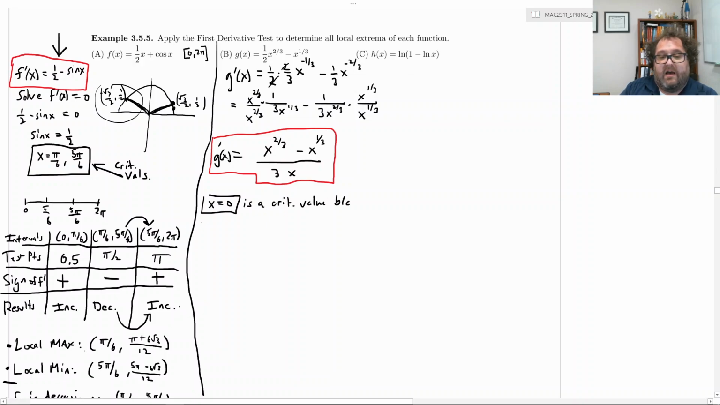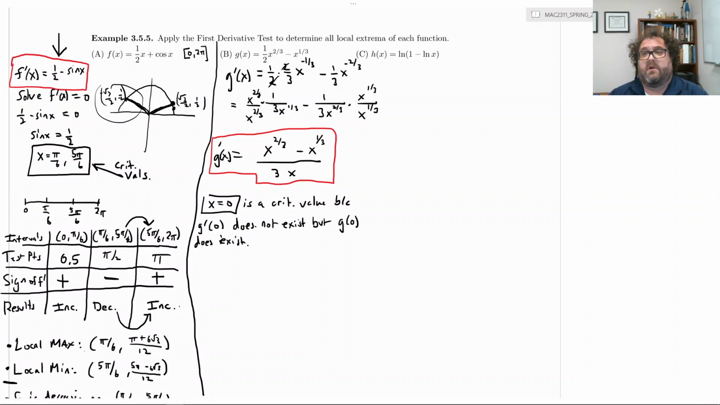because g prime of 0 does not exist, but g of 0, the original function evaluated at 0, does exist. So that means either graphically there's going to be a vertical tangent line or a cusp. One of those two things is going to happen. Because the original function is continuous at 0, but the derivative is not continuous at 0. So 0 is a critical value.